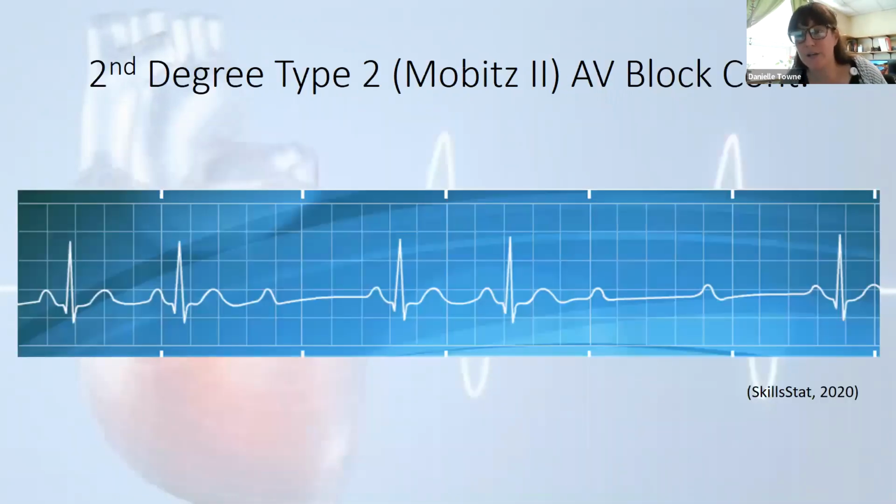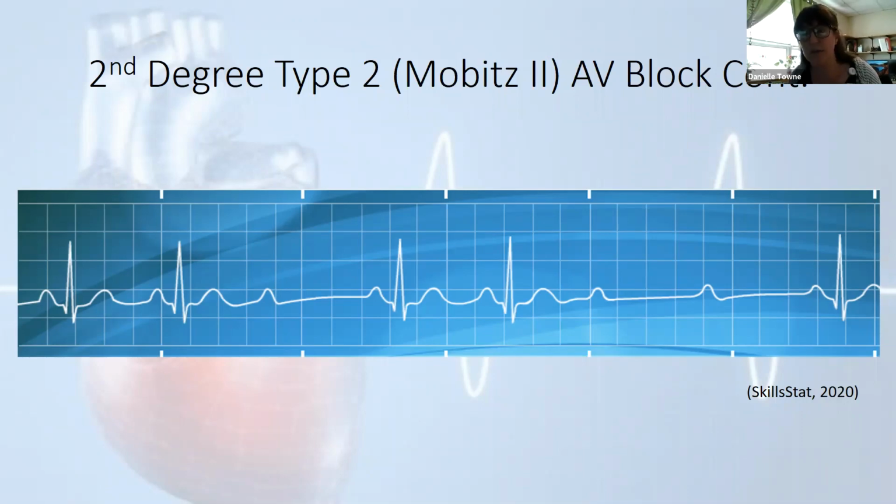All right, so we can see this in patients that have had an MI, severe coronary artery disease, digoxin toxicity. Patients might experience fatigue, fainting, dyspnea, dizziness, chest pain. This, again, is less common than the second degree type 1 that we just reviewed, but is more likely to progress to a third degree heart block.